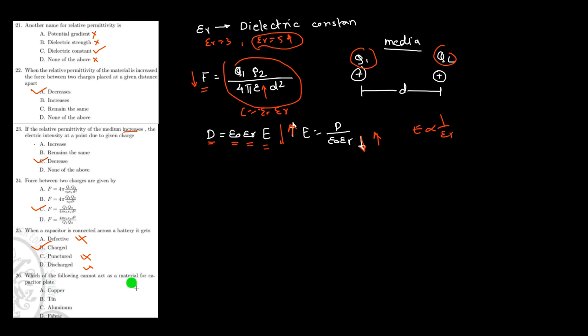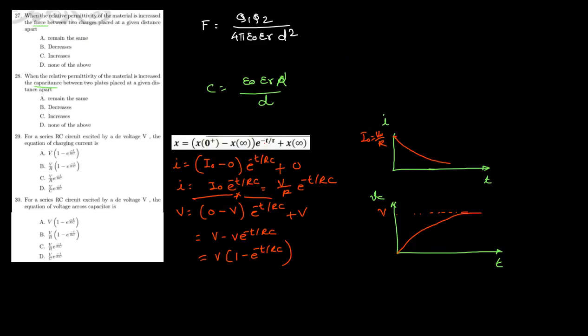Which of the following cannot act as the material for the capacitor plate? A capacitor plate must be metallic. So copper is a metal, tin is a metal, aluminum is a metal, but fabric is not a metal. So fabric cannot be used. Here it is asked cannot, so it cannot be used for the capacitor plate. Okay, so let's begin the next one.